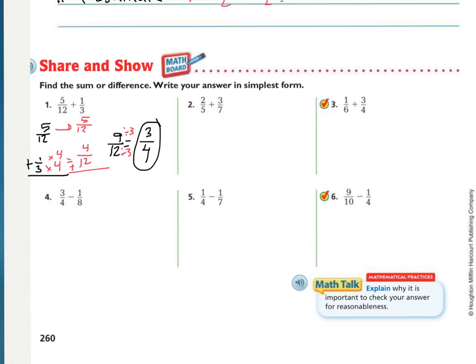For numbers 2, 3, 4, 5, and 6, I am only going to be writing the reduced answer. So if you use a different common denominator, it's okay. No matter what you do, your fraction should reduce to the same answer that I show you. You'll also see that some of them don't reduce.